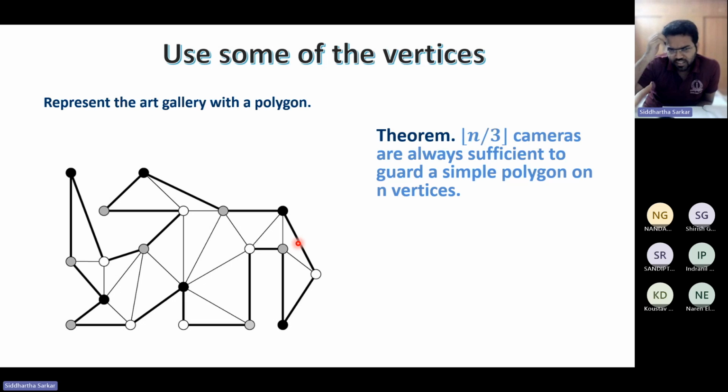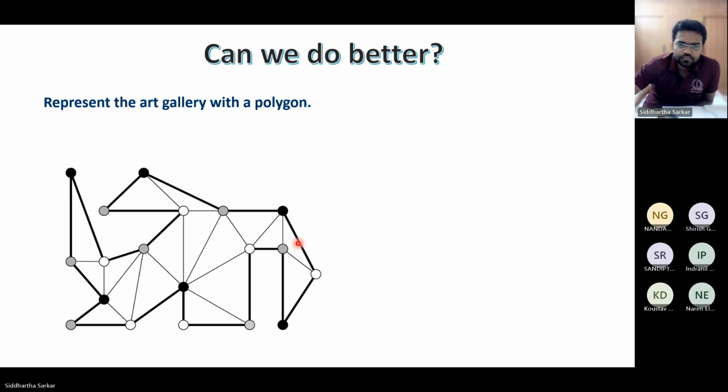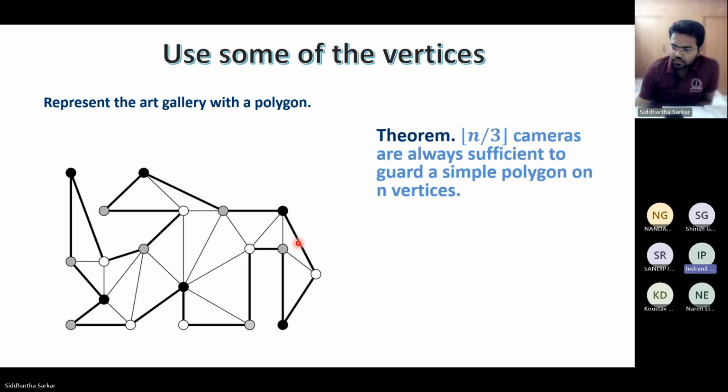So now the question is, can we do better? Can we use an even smaller number of cameras so that the simple polygon is guarded? Sir, can't we combine triangles to form larger convex shapes? You mean you're suggesting some strategy to bring the number of cameras down from n by 3? Yes, something like that.